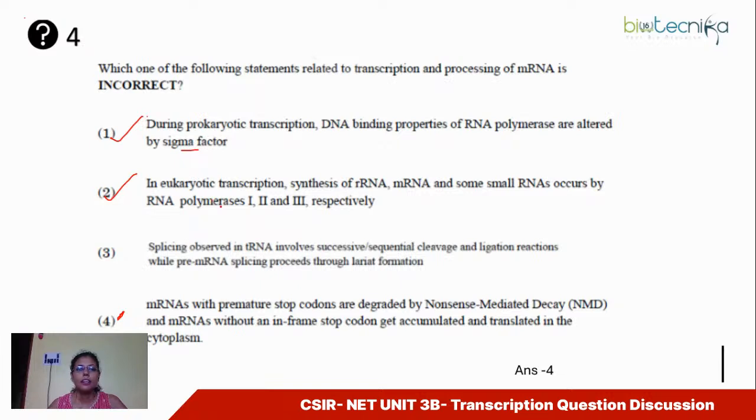Next, eukaryotic transcription synthesis of rRNA, mRNA, and small RNAs occurs definitely by 3 different polymerases, right? So polymerase 1 is mainly concerned with your rRNA, polymerase 2 is concerned with your mRNA, and polymerase 3 is concerned with your snRNAs, right? So this is definitely true.